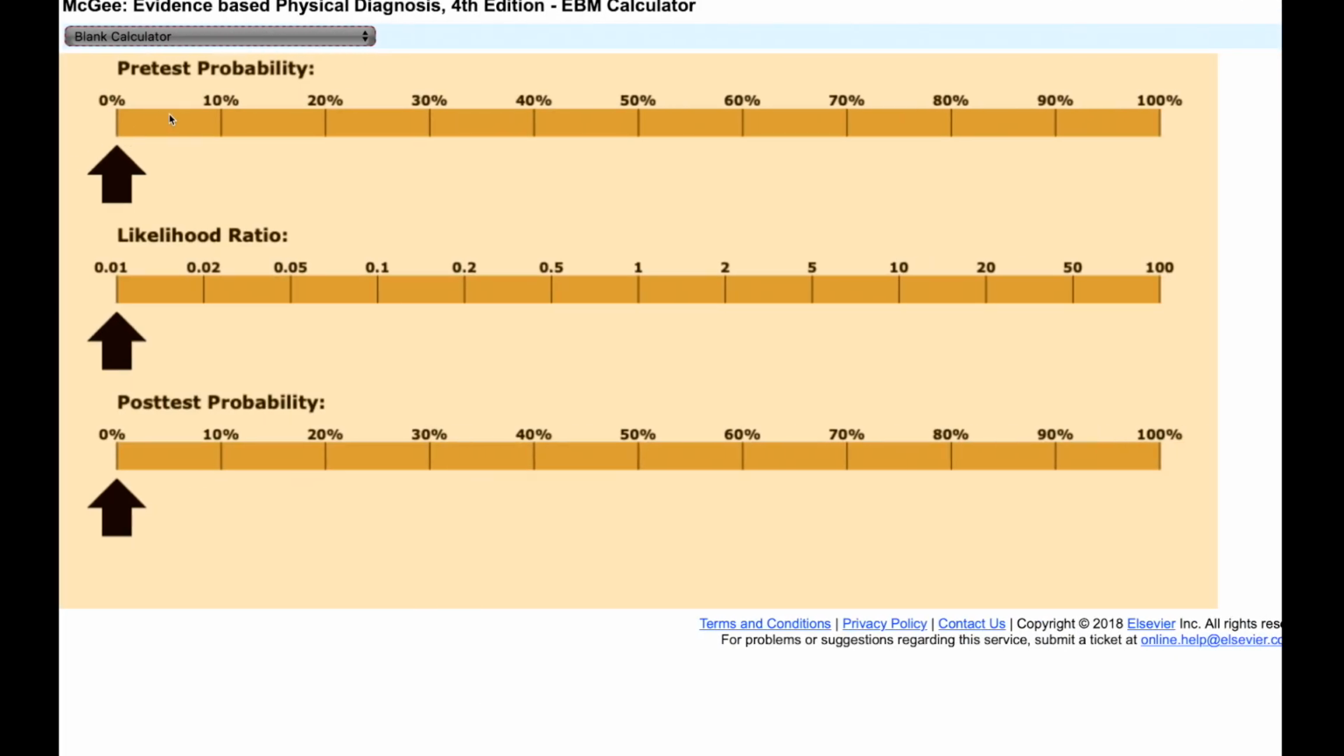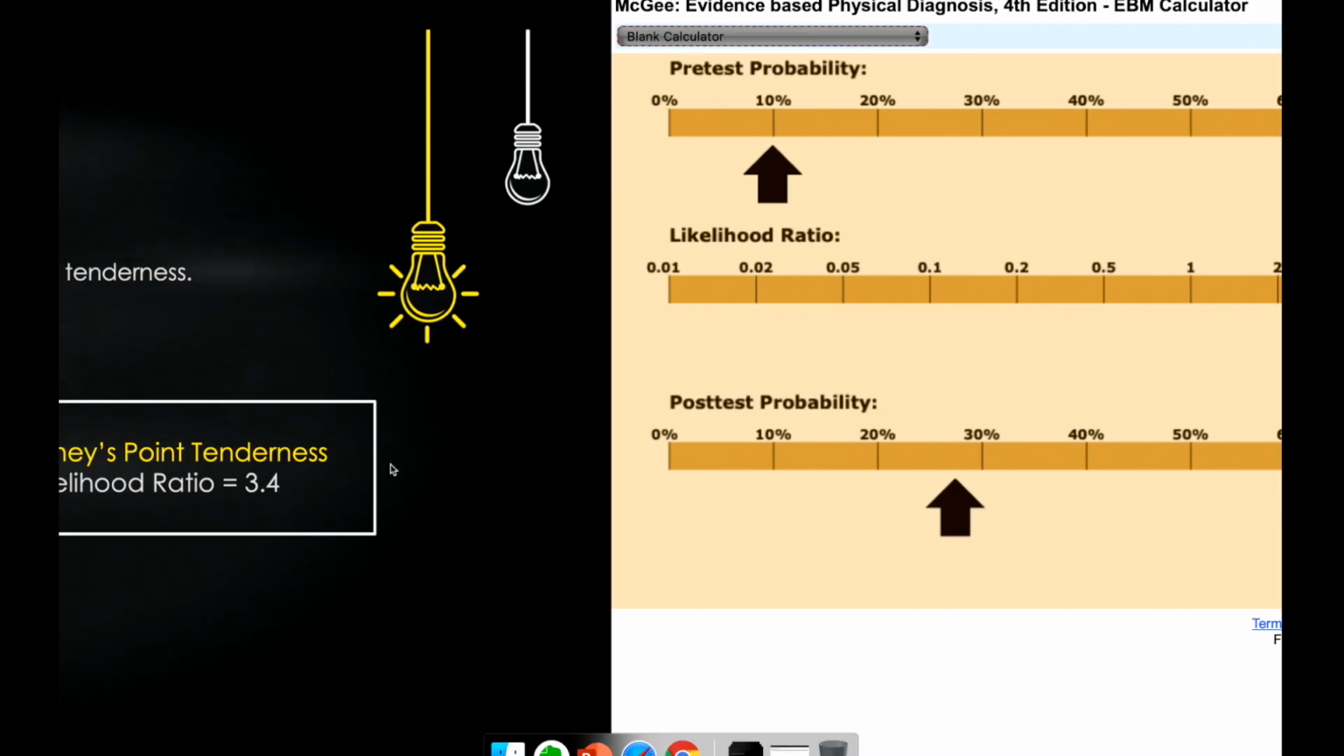So at the top we have this pretest probability, which for this patient was between 4 and 20%, and we're going to just put it right at 10. And we know that the positive likelihood ratio is 3.4. So let me just move that number up here, somewhere around 3.4, and now we get a post-test probability of about 28%. Let's go take a look at the slides.